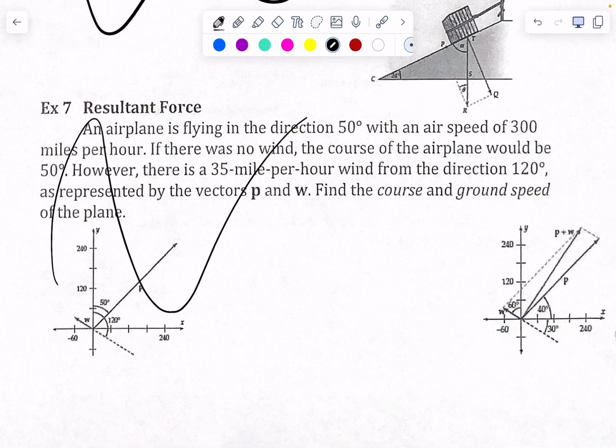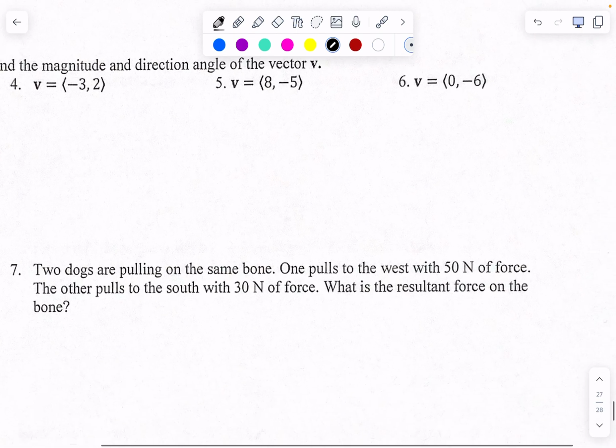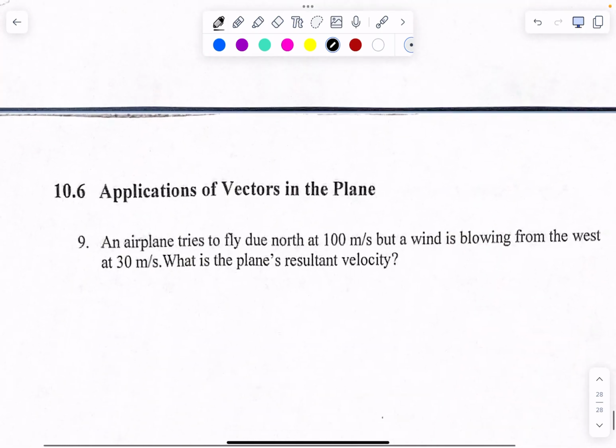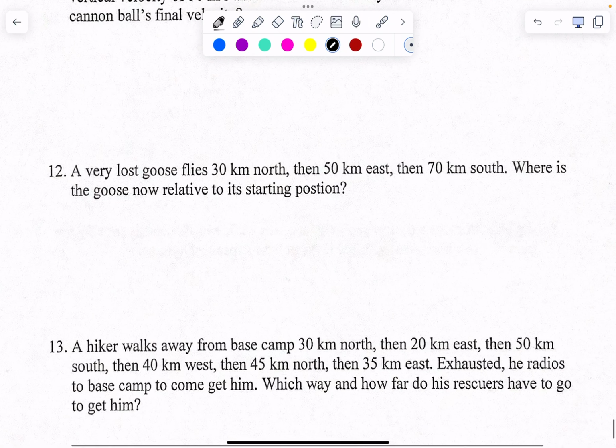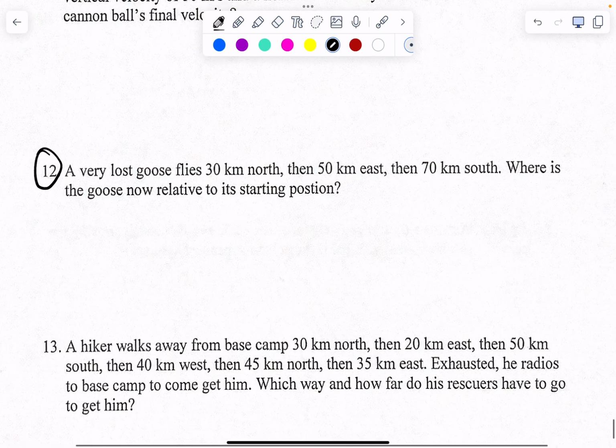I don't want to do example 7 either. Let's go to one of your homework problems, because we're going to talk about the lost goose. Where is my lost goose? A very lost goose on number 12. I want to talk about our lost goose here.